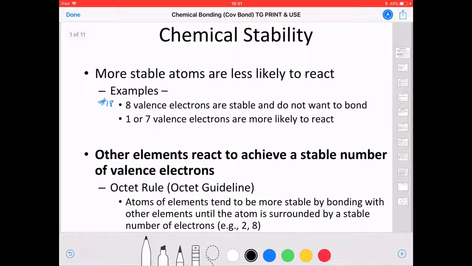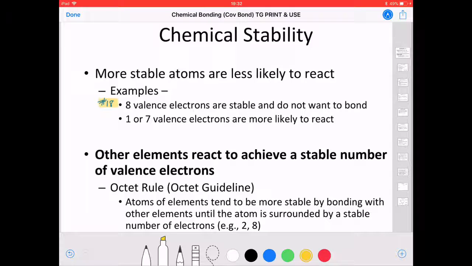I'm hoping you guys remember that those would include the noble gases that are in group 18 all the way on the far right on the periodic table. Those all have 8 valence electrons and are stable, meaning they don't want to bond, they're not going to react. The opposite is true for anything else on the periodic table because they're somewhere between 1 and 7 valence electrons. They're more likely to react.